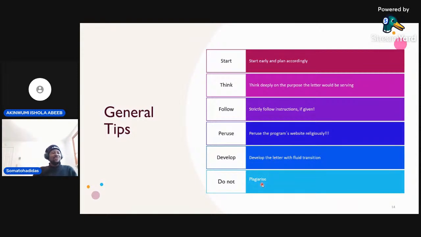And then please do not plagiarize. It is very, very heinous. It's a heinous crime in the West. And as we do not put a lot of emphasis on it in most of our places, it's very, very heinous. It could cost one's career. So, yeah.